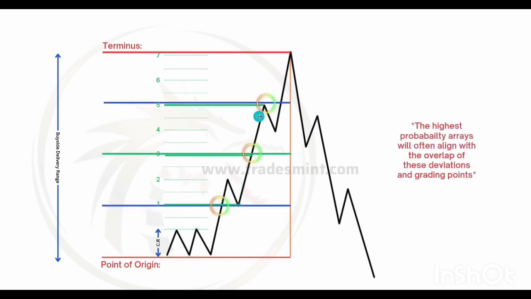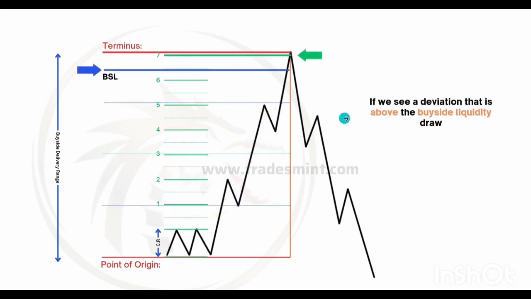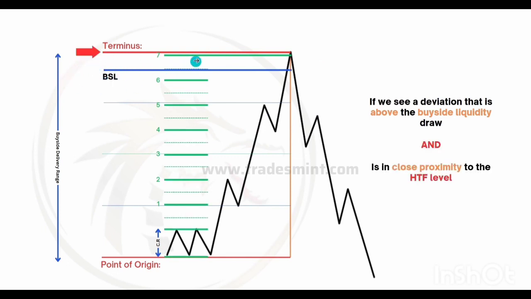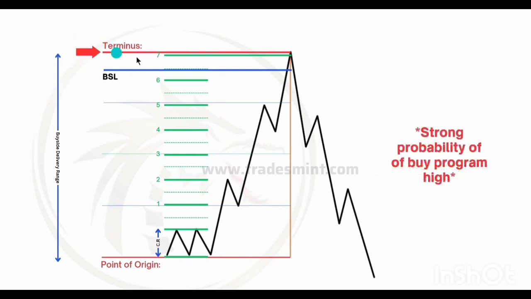If these deviations overlap with the grades of our buy side delivery range, this is where we are likely to see our highest probability setups form. If we see a deviation that is above buy side liquidity, so say we have an old high to the left, and it's in close proximity to this higher time frame level, we have a strong probability of a buy program high.